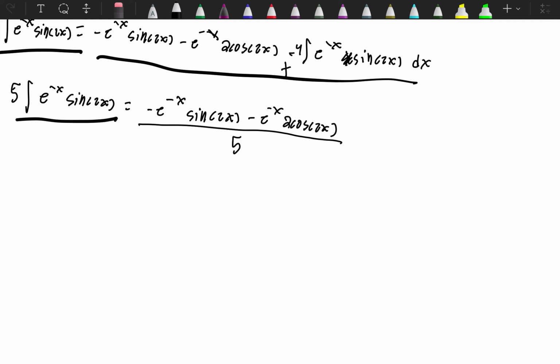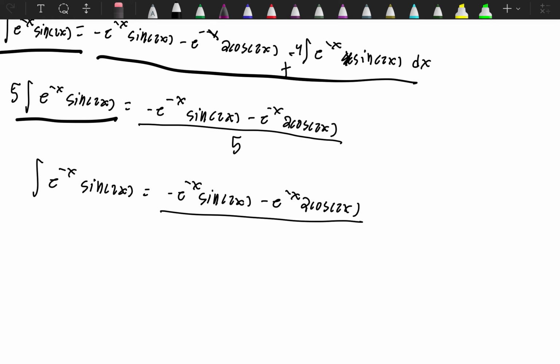And since we have isolated our variable, we know that the integral of e to the negative x sine of 2x is equal to negative e to the negative x sine of 2x minus e to the negative x 2 cosine of 2x, all over 5, plus C. And it's honestly incredible because you wouldn't ever expect your algebra basics to come back. But hey, review a little bit of your algebra. Essentially, that's the way you do this problem.